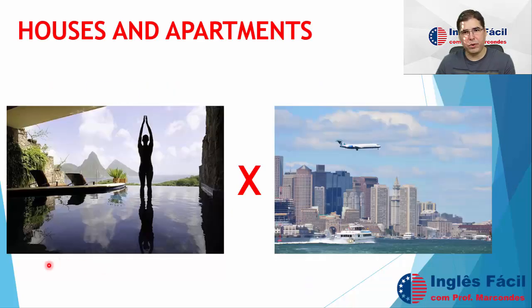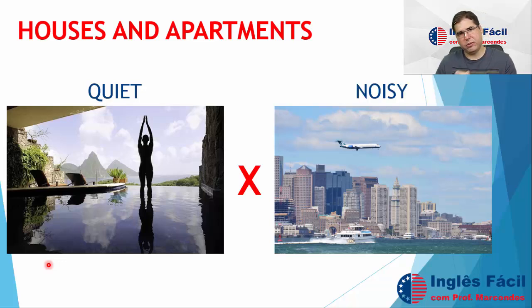Here on the left, we have a quiet house, right? Or a quiet apartment. And on the right, we have a noisy place, okay? So you see, there's probably close to an airport, and also we have boats and ports, all very close to the apartment or the house. So it's a noisy place.